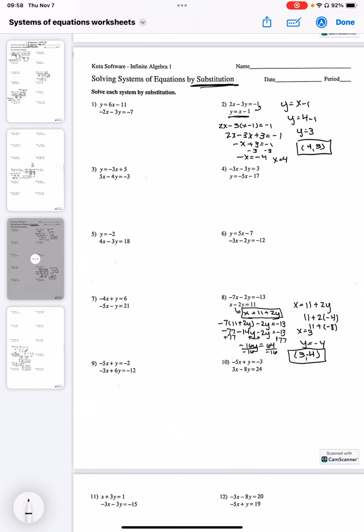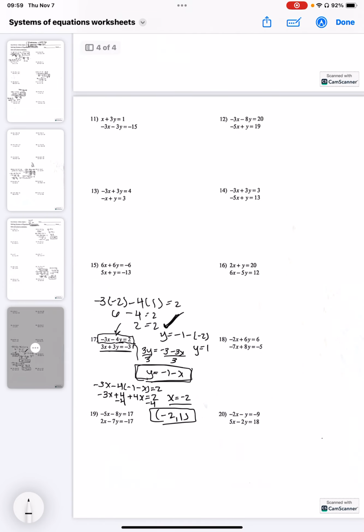And then for the second worksheet, make sure that you find your substitution as either a y equals or an x equals, and then you plug that into your other equation. Okay, so I hope this is helpful, and if you have questions, we can talk about it tomorrow.